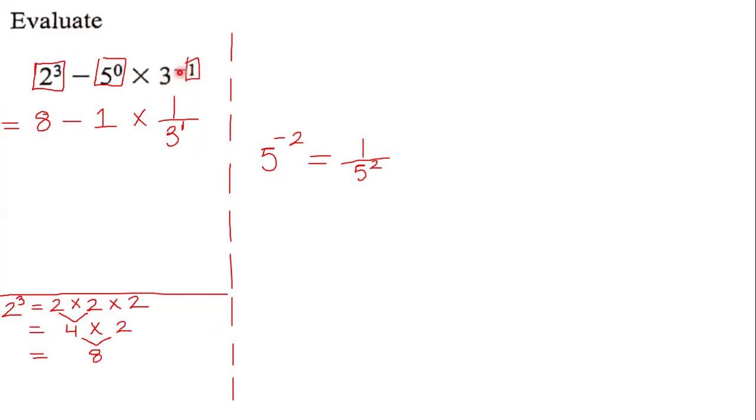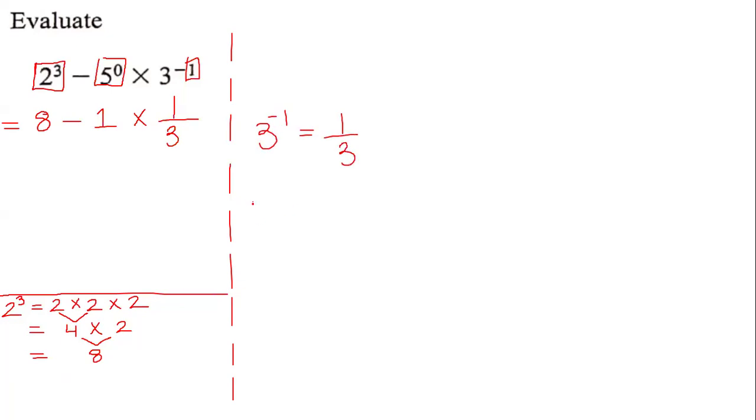Y'all understand how I change this? So basically, if it's 3 to the power of 1, that's just 3. So basically, if you have 3 to the power of -1, that's 1/3. That's what that means.